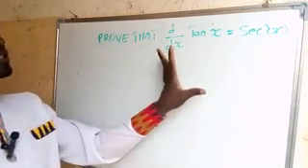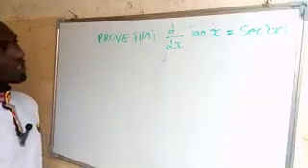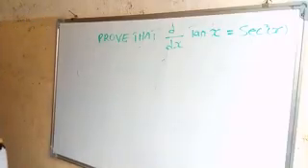Prove that d/dx of tan x is equal to sec squared x. Now, this one is very simple.